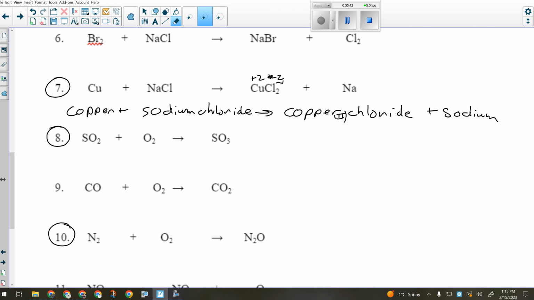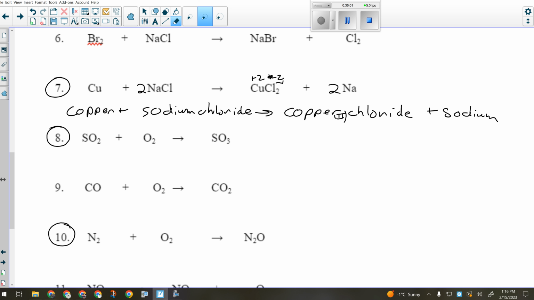Okay, and for the balancing, the only thing that's out of balance right now is the copper. There's 2 on the product side. Putting a 2 here fixes that, but it gives me 2 sodiums, so I need to put a 2 there, and now the reaction is balanced. Okay, and it is a single replacement reaction.